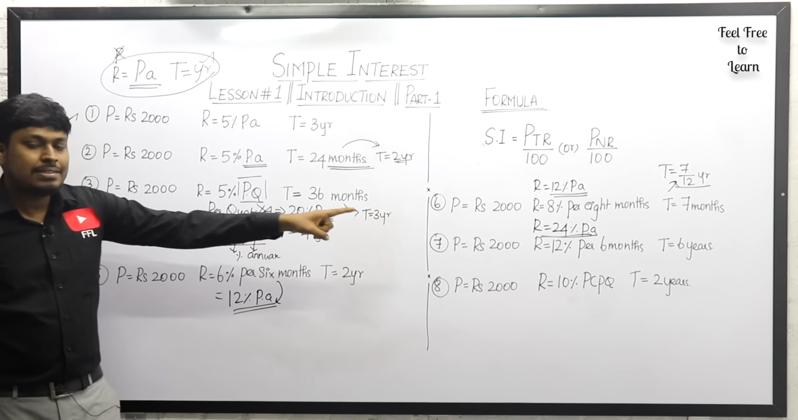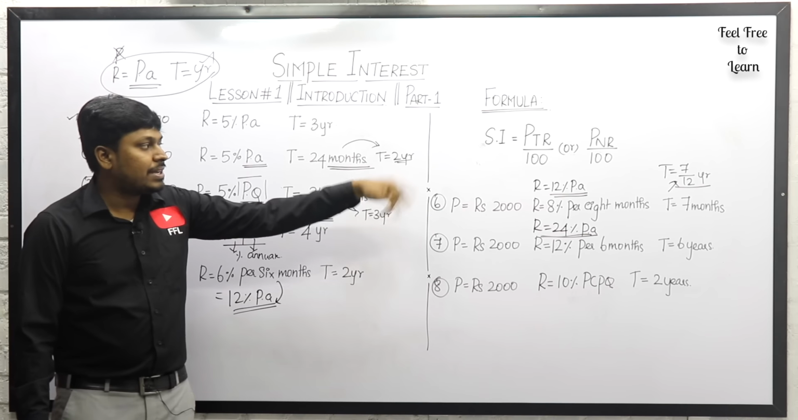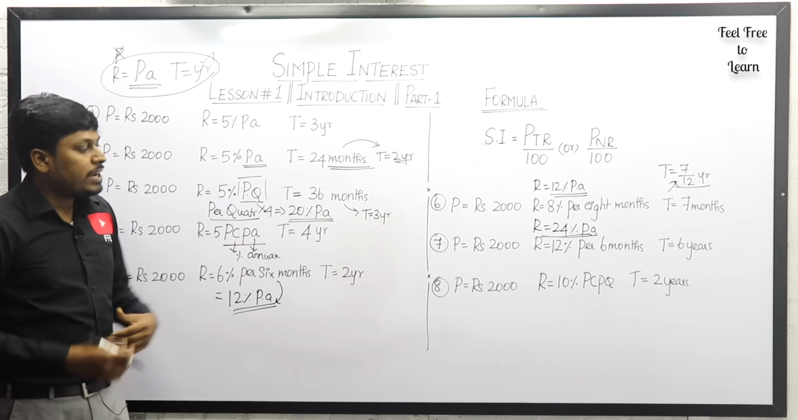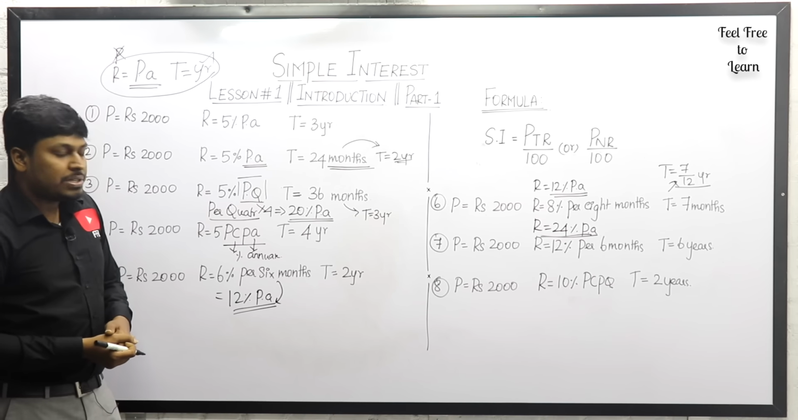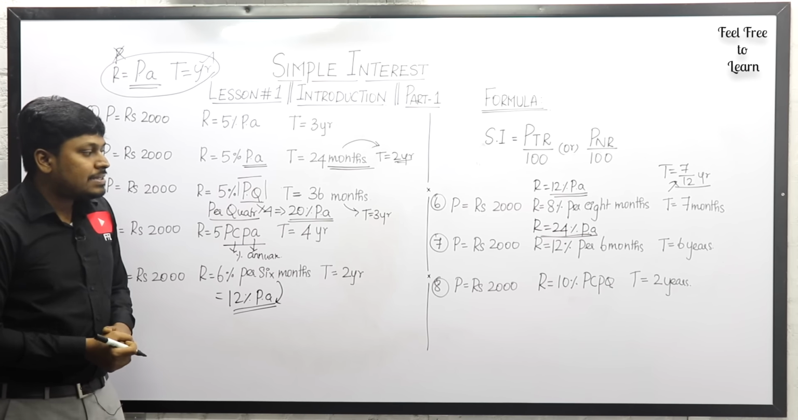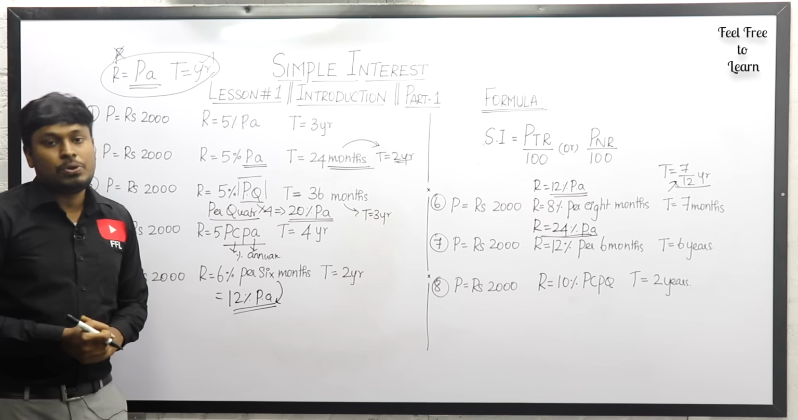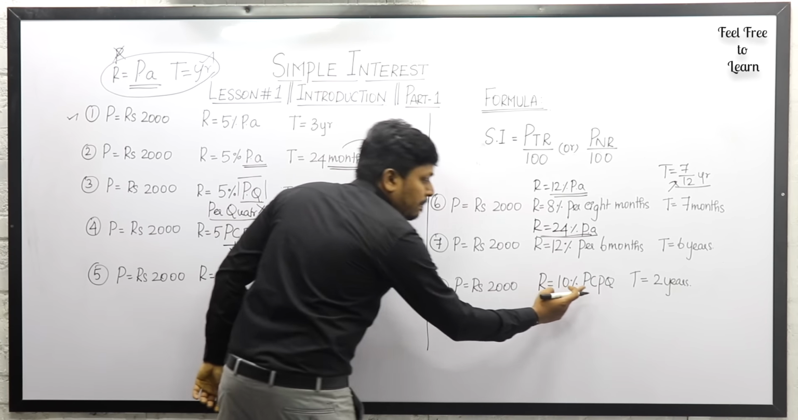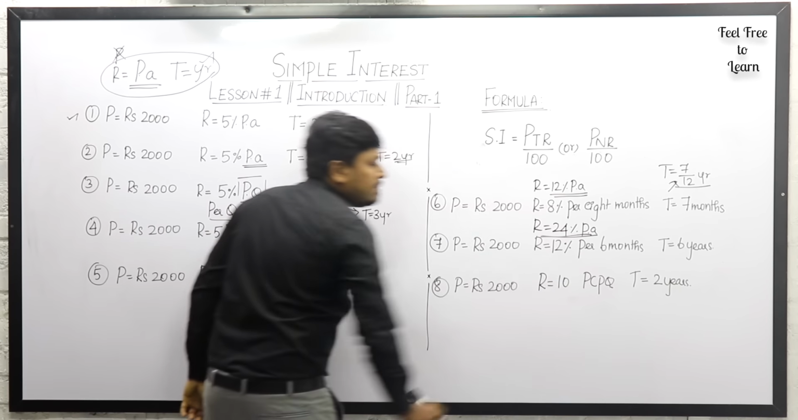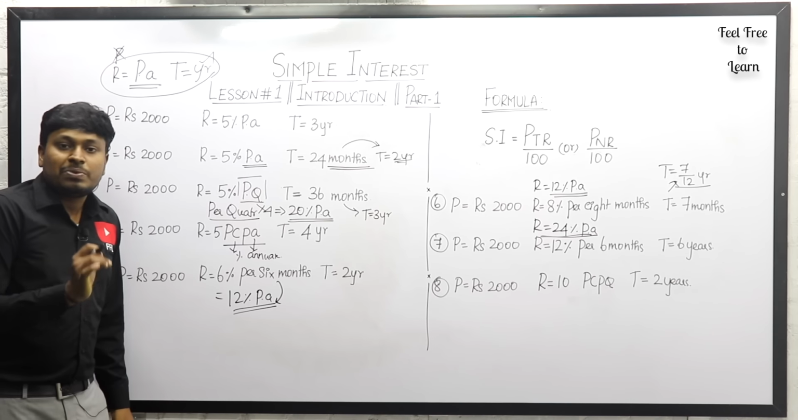So time duration is 6 years. The value is given in years. You can directly substitute it. So point number 8. So principal is rupees 2000. Rate of interest is 10% PCPQ. Just listen here. They usually give 10 PCPQ, right? So 10 PCPQ, just now I have told you.